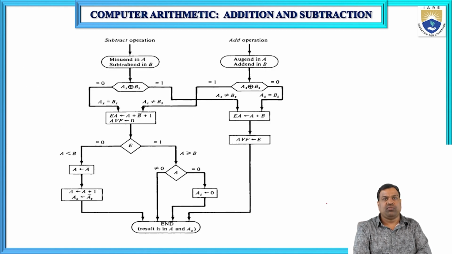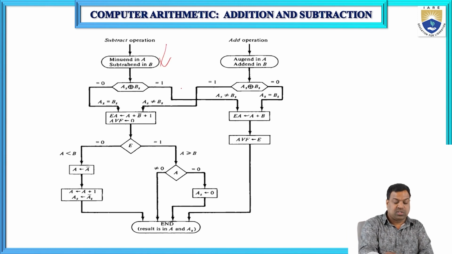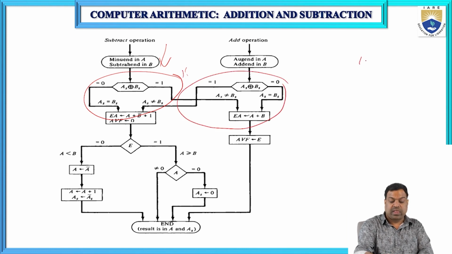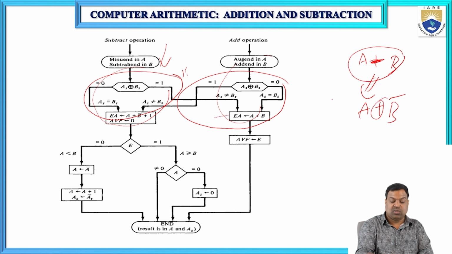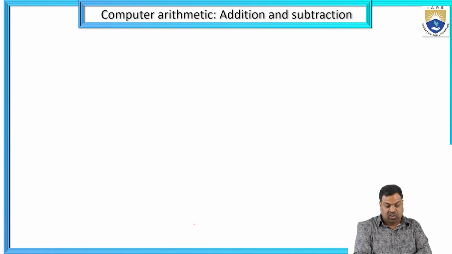It is a flowchart of the subtract operation and the add operation. When it is subtracting, after the ones complement, are both added or not? Yes, both are added. So A minus B means A plus B bar. After the complement, both are added. That means for the subtraction, I need addition also. So complement with addition, we are getting the output.